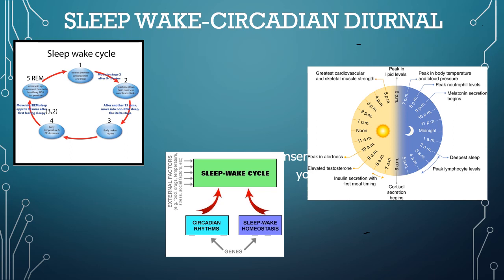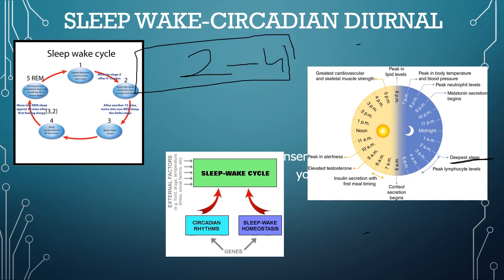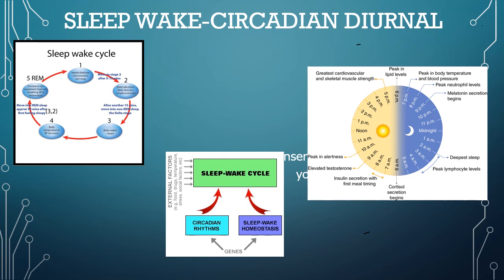So over here you can see a chart that represents the different phases. Here you can see that at 2 o'clock at night, there is the deepest sleep. From 2 to 4, this is said to be the sleepiest stage, because you are in your deep sleep at this stage. Then the levels of lymphocytes are more in the morning from 2 to 5.